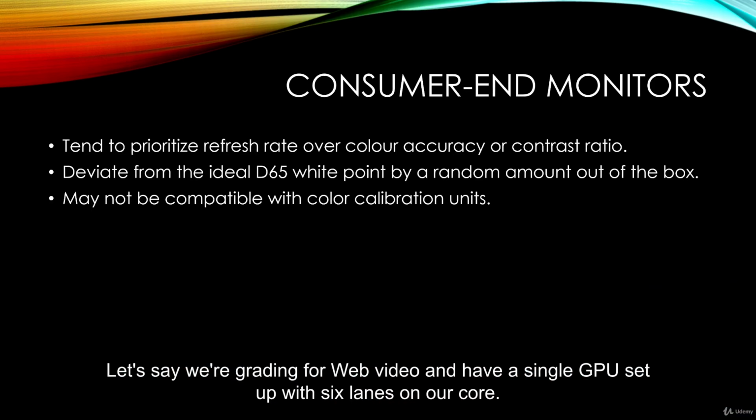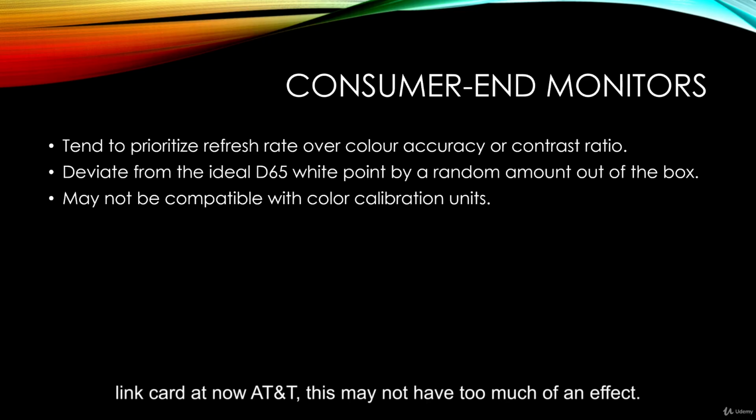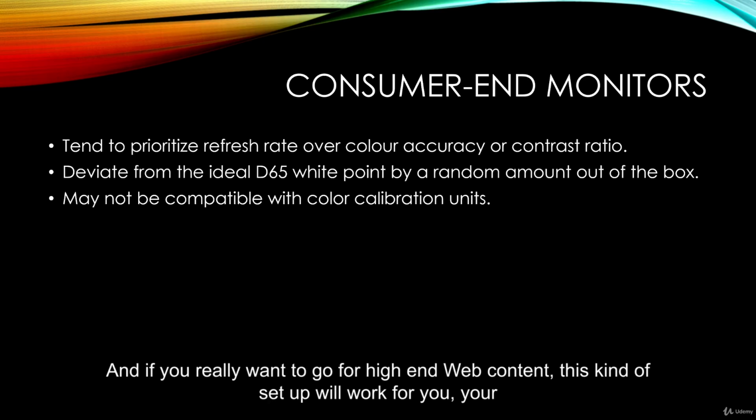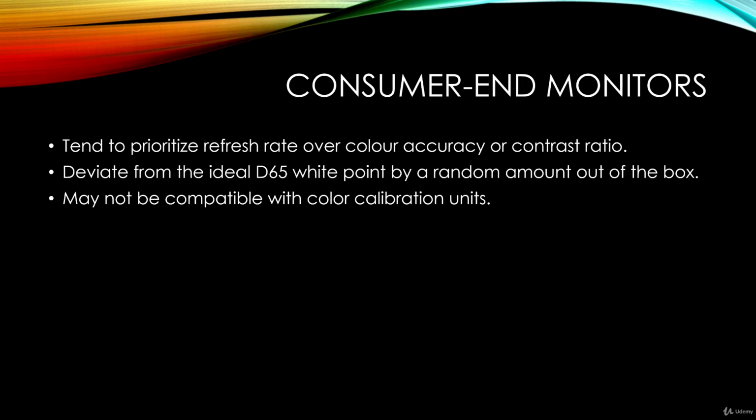Let's say we're grading for web video and have a single GPU setup with 16 lanes on our core. We can use an external monitor, but in order to do that, we have to move some laneage over to a DeckLink card. Now, at 1080, this may not have too much of an effect, and if you really want to go for high-end web content, this kind of setup will work for you. You'll face a lot of slowdown if you find yourself working with 4K source, such as BMD RAW, though.